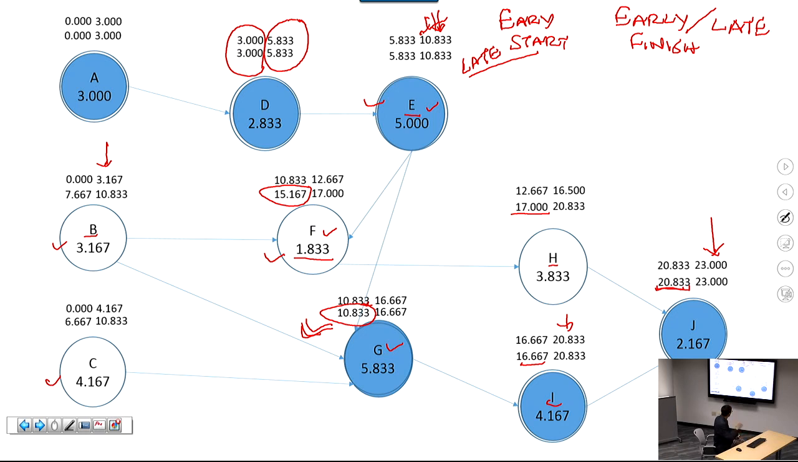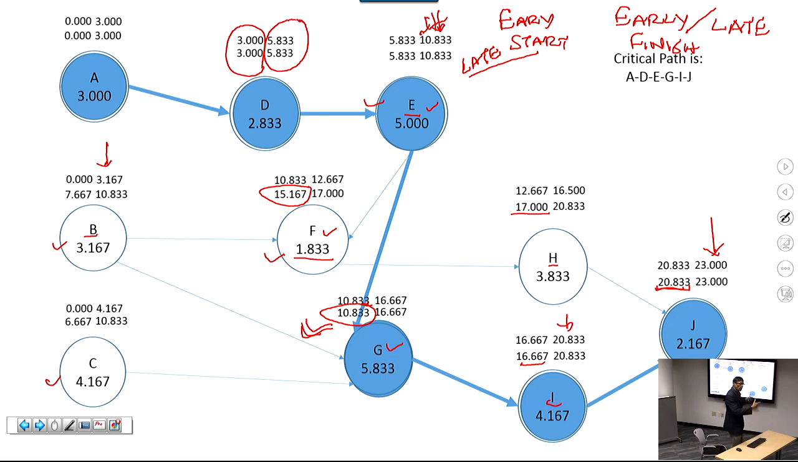And then when you join the critical activities, you get what we call the critical path. So this is your critical path, right? So your critical path is A, D, E, G, I, and J. Okay, so that's your critical path. A, D, E, G, I, J.